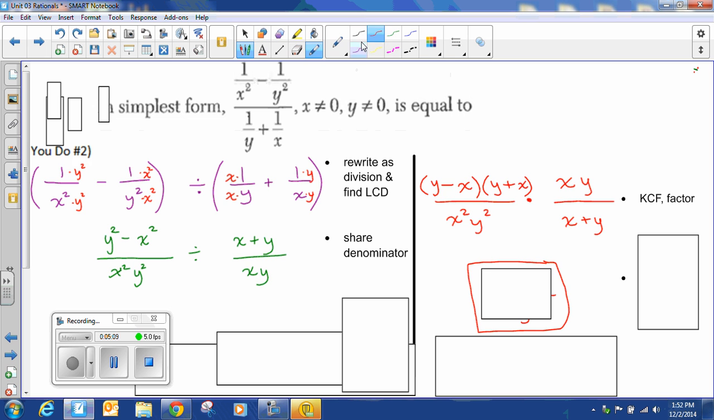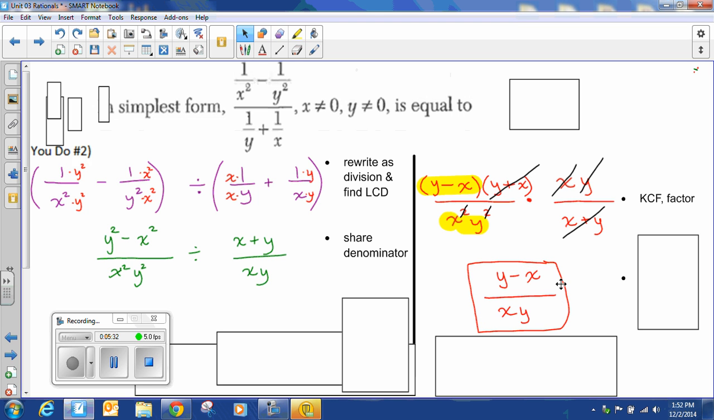And this will come in handy because we get to cancel the y plus x and the x plus y. We also get to cancel one of the x's and one of the y's. So the remaining numerator is y minus x, and the remaining denominator is x, y. So our final expression is y minus x over x, y.